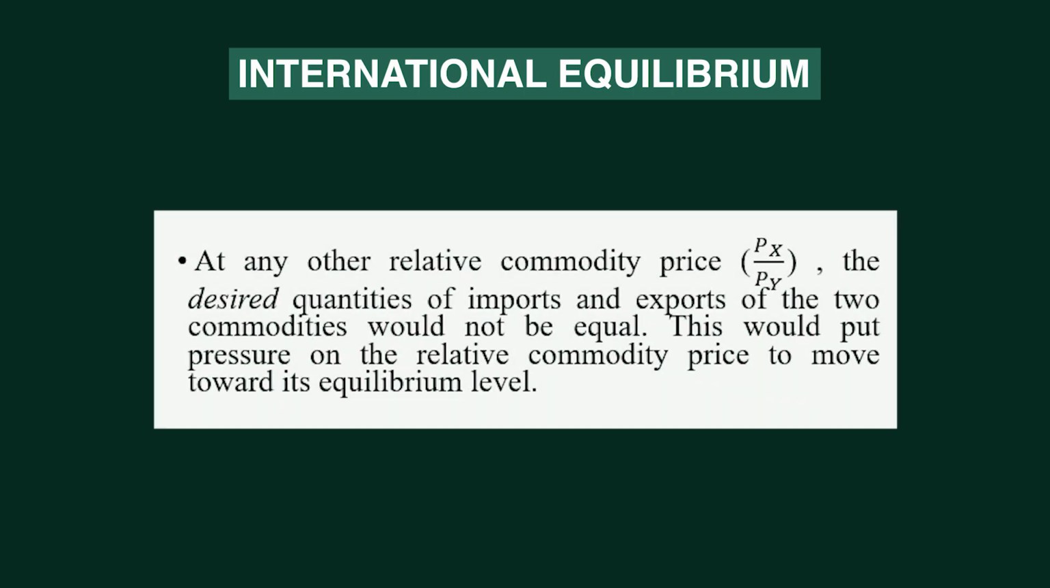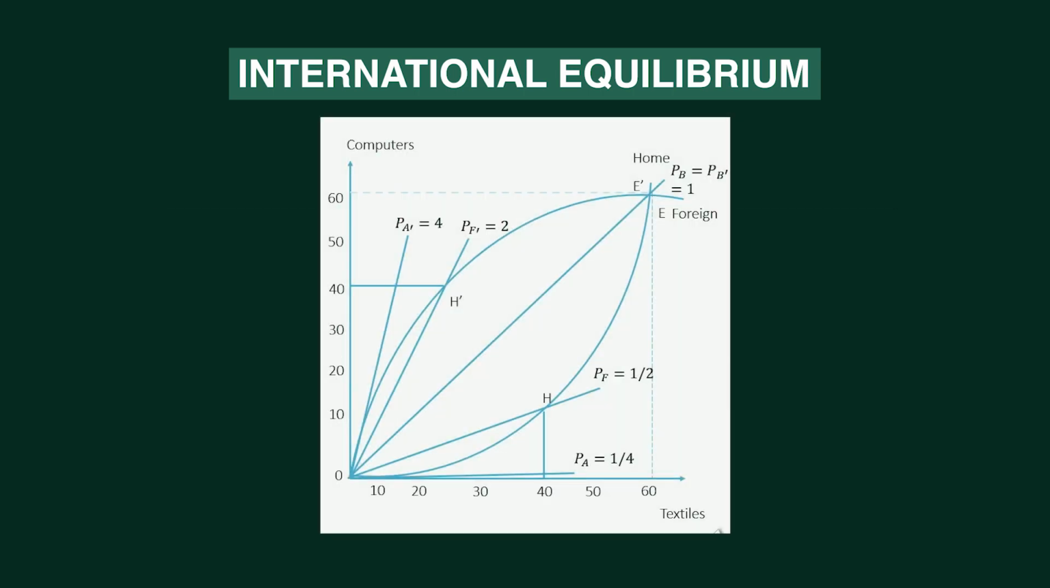So at any other relative price other than Px by Py, which is equal to PB, the desired quantities of imports and exportables of both the countries or commodities would not be equal, and that is very apparent from the diagram. I'll show you. And this would put pressure on the relative commodity price to move towards the level of equilibrium.